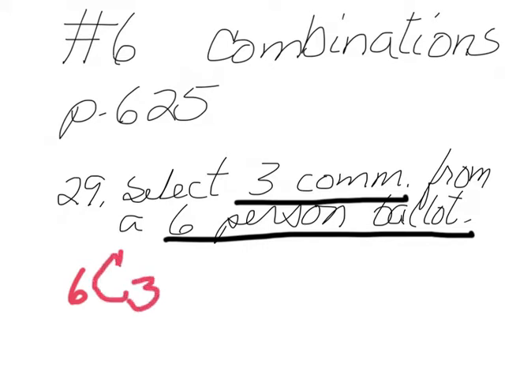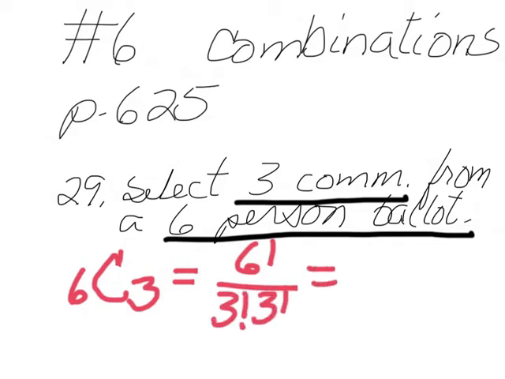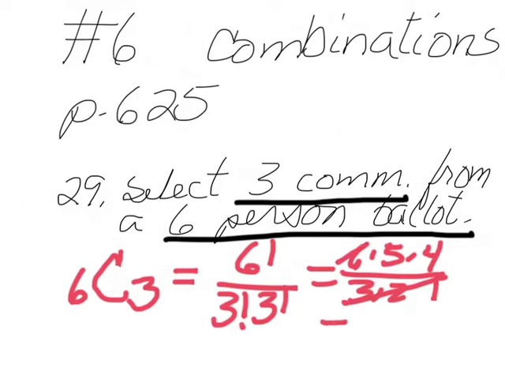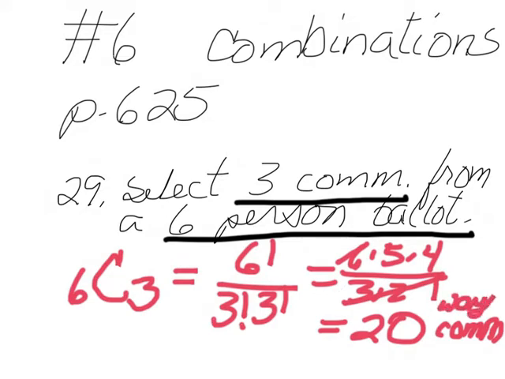It's a combination of 6 choose 3, and therefore that's equal to 6 factorial over 3 factorial times 3 factorial, which is equal to 6 times 5 times 4 over 3 times 2 times 1. The denominator cancels with the 6. We're left with just 5 times 4, or 20 possible ways to select commissioners. Okay? That's the first example.